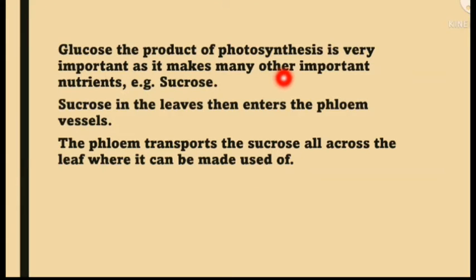Glucose, the product of photosynthesis, is very important as it makes many other important nutrients. Example, sucrose. Sucrose in the leaves then enters the phloem vessels. The phloem transports the sucrose all across the leaf where it can be made use of.